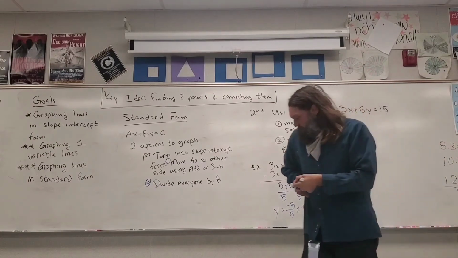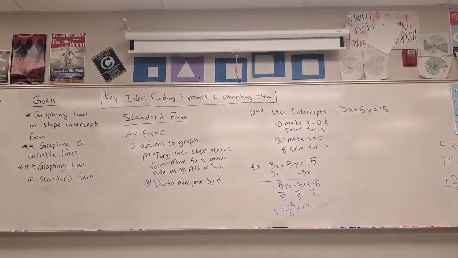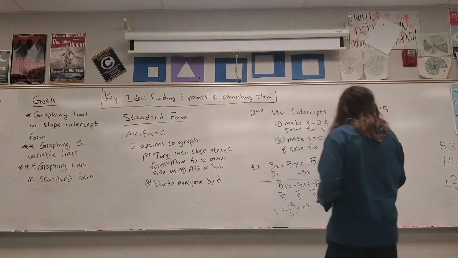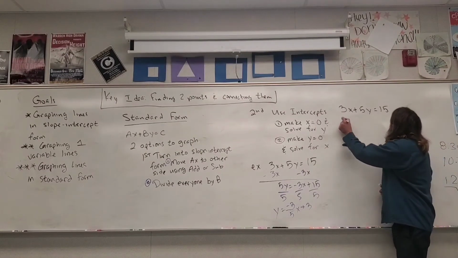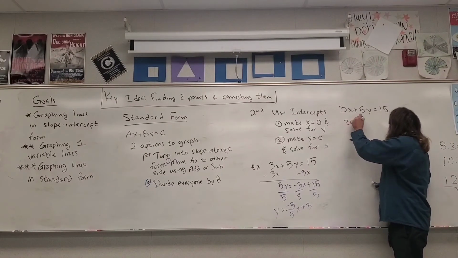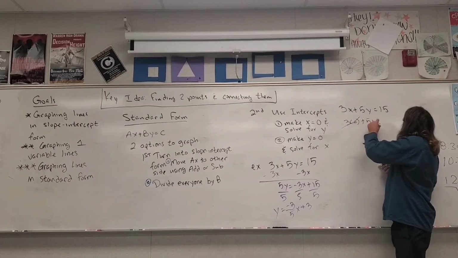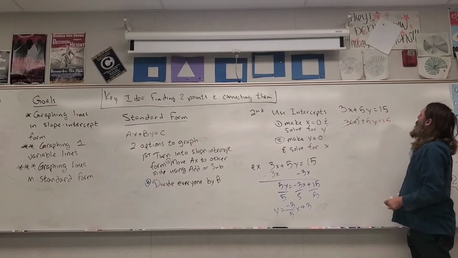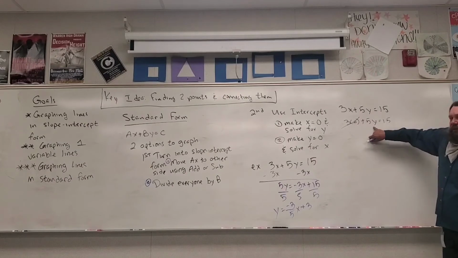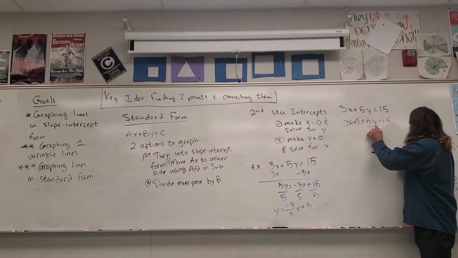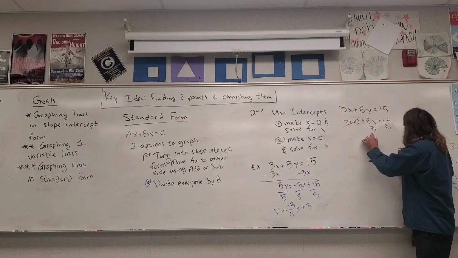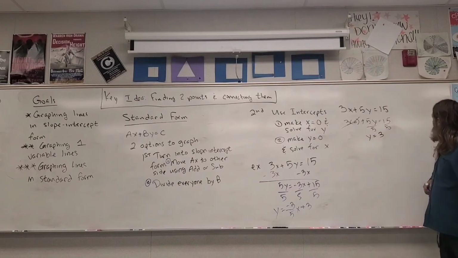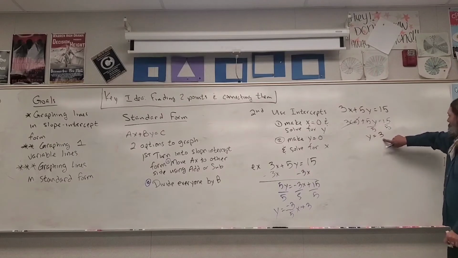I want to make sure I'm still on the screen. Okay, that's good. All right, so here we go. The first thing I do is I make x equals 0. So this is 3 times 0. But that's going to go away, and I get plus 5y equals 15. Now I solve for y, and I just have to divide away the 5. And we get y equals 3. So I made an ordered pair, (0, 3).